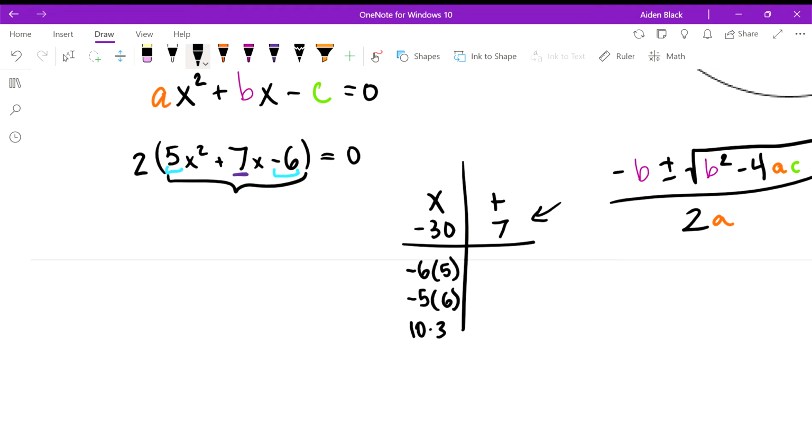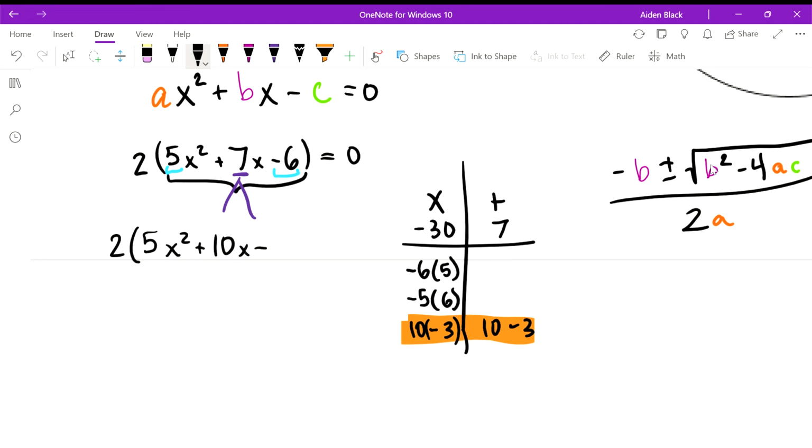Well, since our sum is positive, we want the bigger number to be positive and the smaller number, so 3 in this case, to be negative. So 10 times negative 3, because 10 minus 3 equals 7. So this is the winning set of numbers. What we do with that is we break this middle term into those two numbers, 10 and negative 3. So we'll just keep that 2 outside so we don't forget about it: 5x squared plus 10x minus 3x minus 6 equals 0.